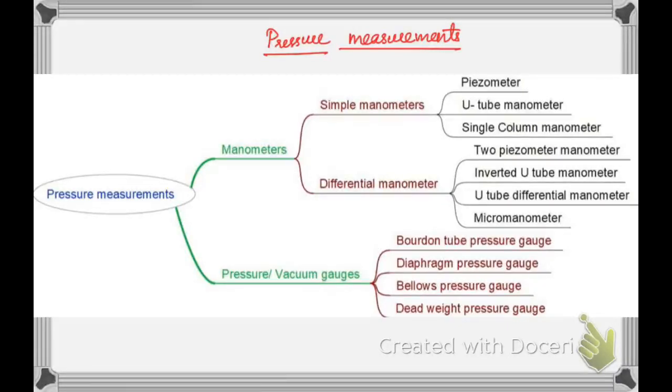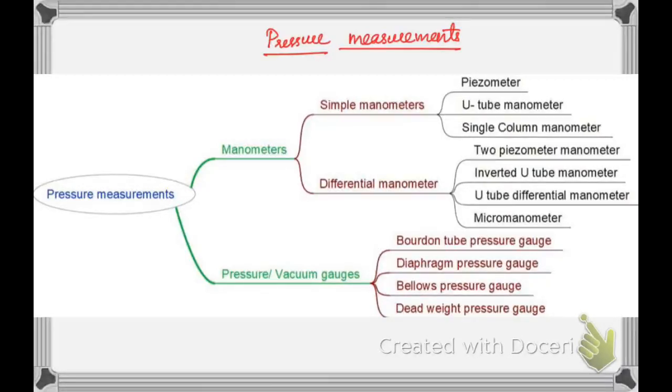So how can we measure all those pressures? It can be subdivided into two categories. One is the manometer and another is pressure or vacuum gauges. The manometer is again subdivided into simple manometers and differential manometers. First we will see the simple manometer, which is again subdivided into piezometer, U-tube manometer and single column manometer.